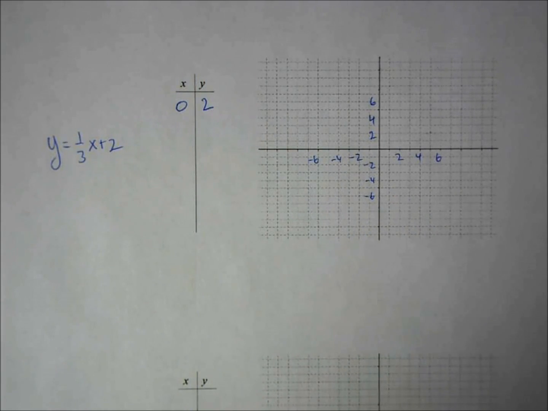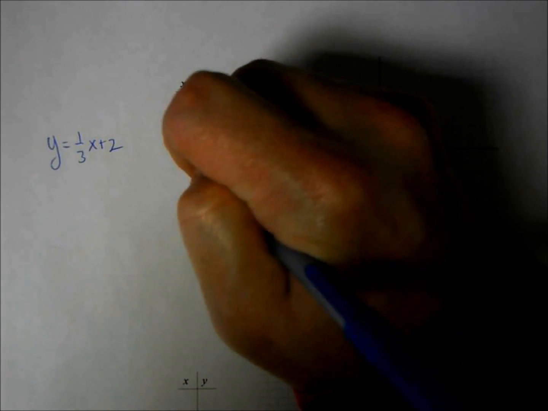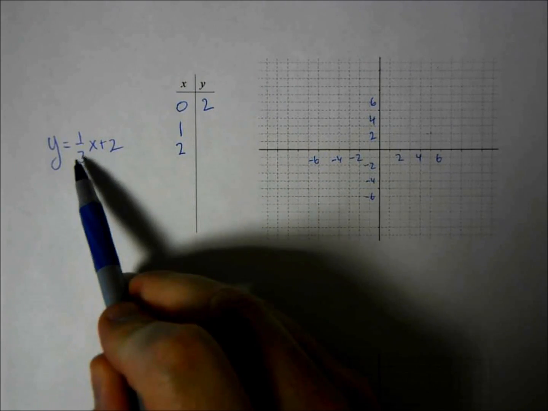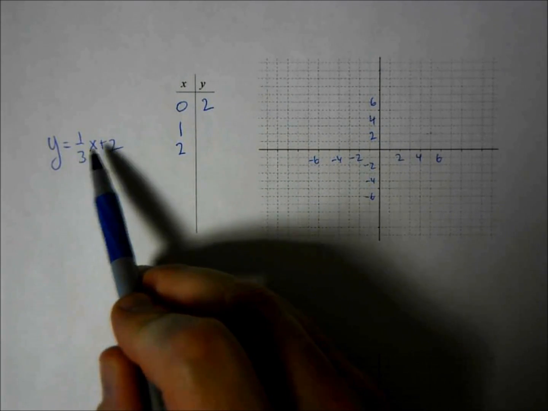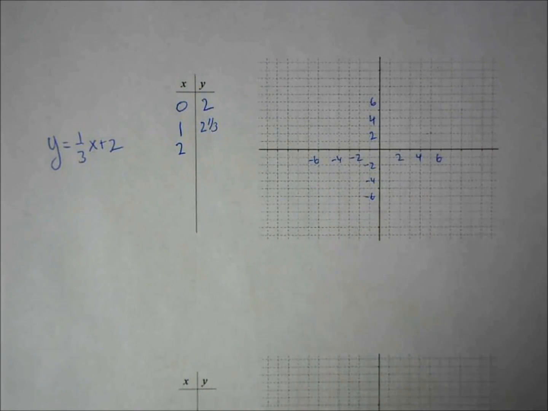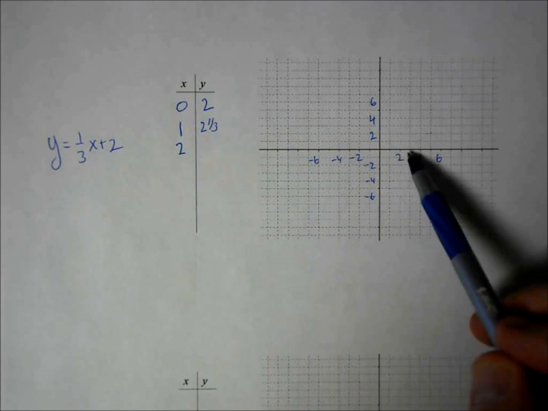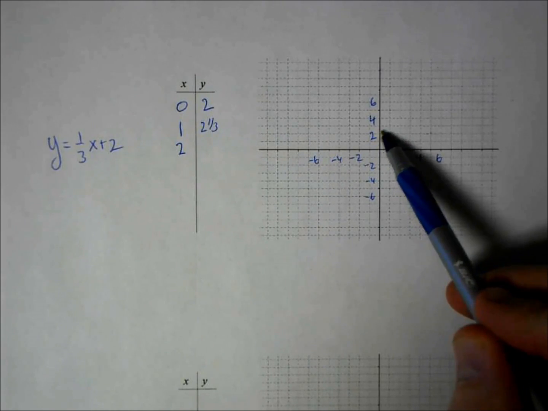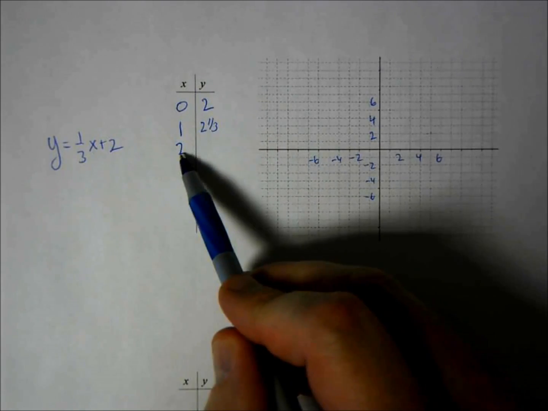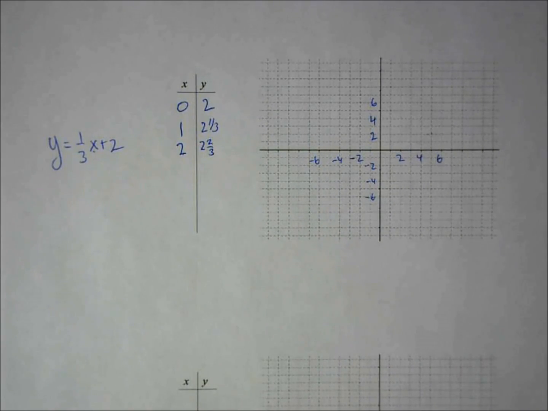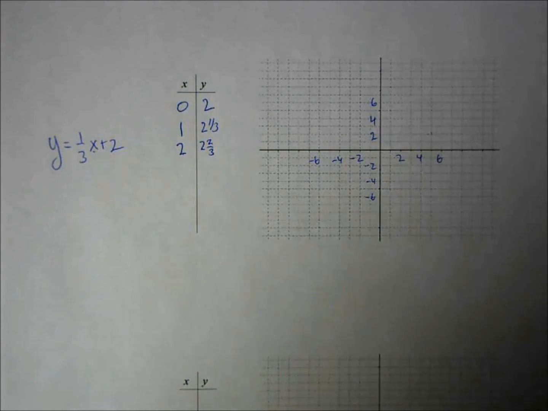And what I mean by clever is it's not very clever to just plug in 0, 1, and 2. Because what happens when I plug in 1, 1/3 times 1 is 1/3. 1/3 plus 2 is 2 1/3. And, you know, there's nothing wrong with 2 1/3, but it makes it difficult to graph. 2 1/3, I kind of got to estimate. I don't like that very much. Same if I plug in 2. 1/3 times 2 is 2/3. 2 plus 2/3 is 2 2/3.